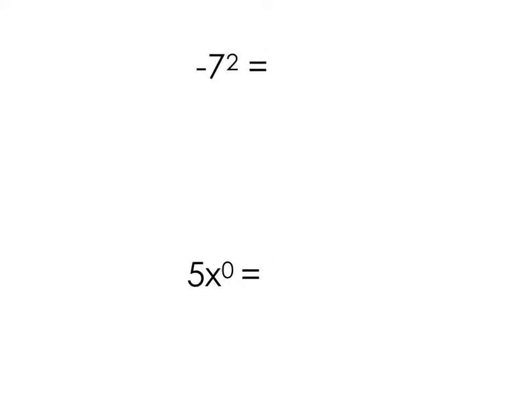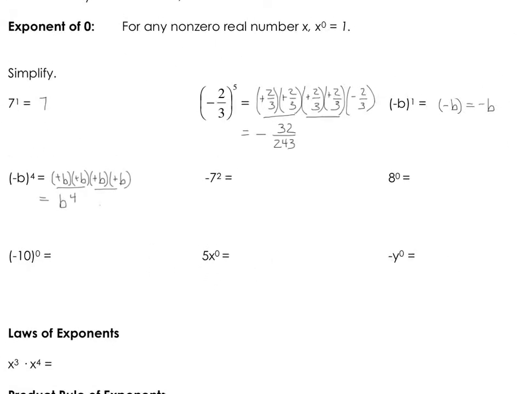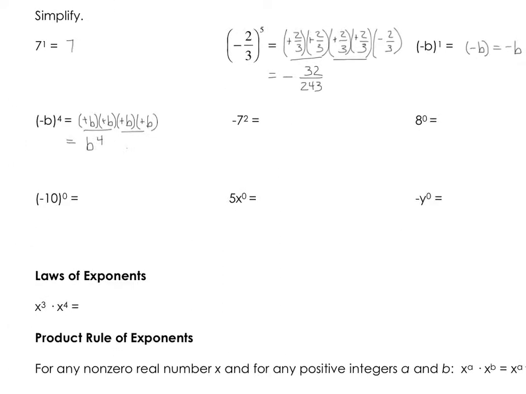Negative 7 squared. Let's back up so we can think about this a little bit. Notice when we had negative 2/3 to the 5th power, an odd number, we got a negative answer. When we had negative b to the 1st power, an odd power, we got a negative answer. When we raised negative b to the 4th power, an even power, we got a positive number. Is that a pattern that we're always going to see?